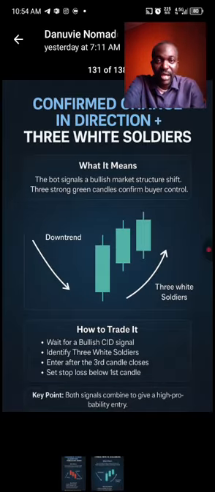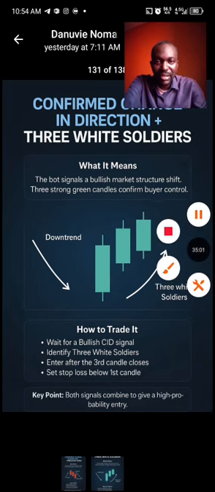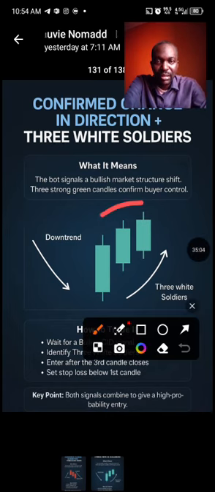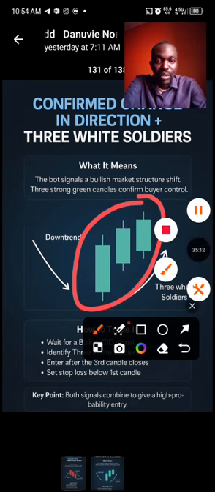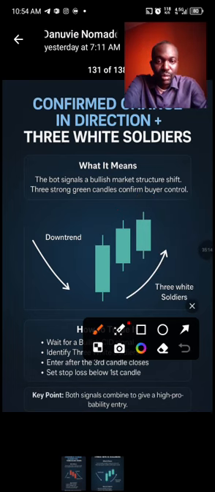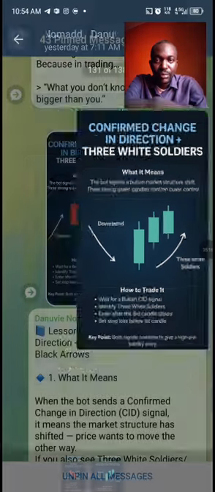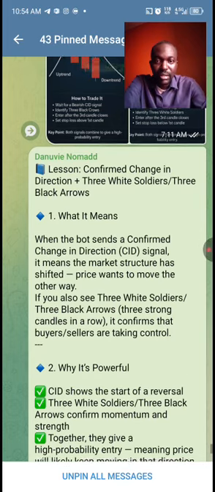So confirm change in direction, 3 white soldiers. Now this is how the candlestick pattern looks like. Let me just highlight it. That's it. That's how it looks like. So as you can see. Alright, so let's look at it in detail now.